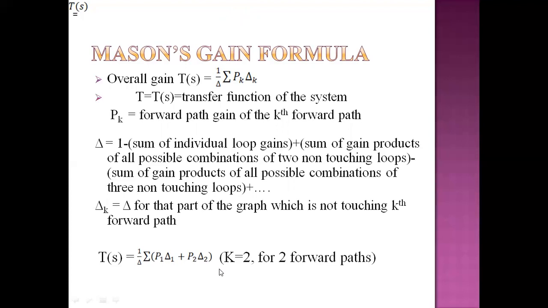For a system having two forward paths, the transfer function can be expressed as 1 by del into summation of P1 del 1 plus P2 del 2. Likewise, if the number of forward paths increases, the summation terms also have to be written.